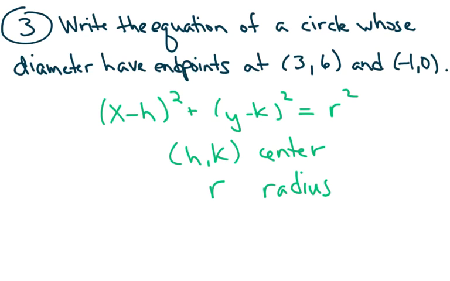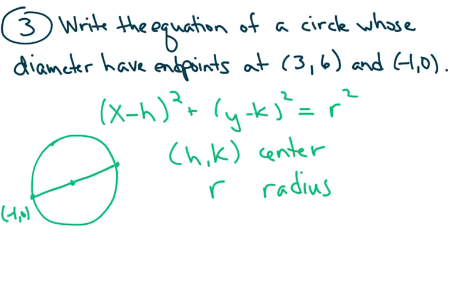Well, I only know the endpoints of the diameter, and you know on a circle, the diameter is a segment that goes through the center of the circle and cuts the circle in half. I'm not even going to put this on a coordinate plane because it makes no difference. I'll call that negative 1, 0 and 3, 6.